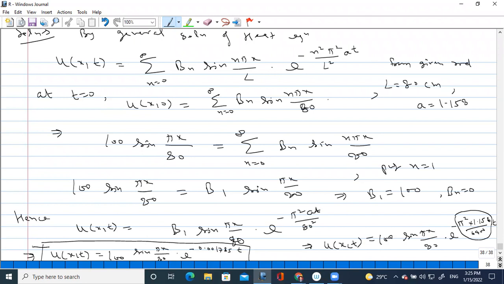So what is this u(x,t) actually? It is a temperature. Simply it is the temperature. Now we have to solve the second portion. In the second portion, they have told: how much time will it take for the maximum temperature of the bar to become 50 degrees centigrade? So tell me from this equation, what will be my maximum temperature? 100.